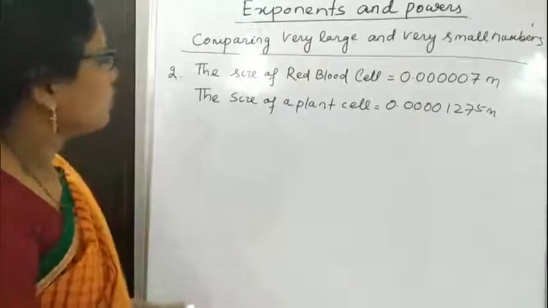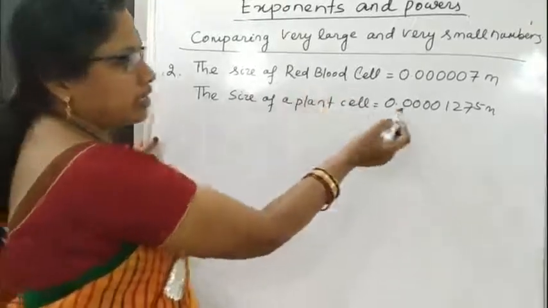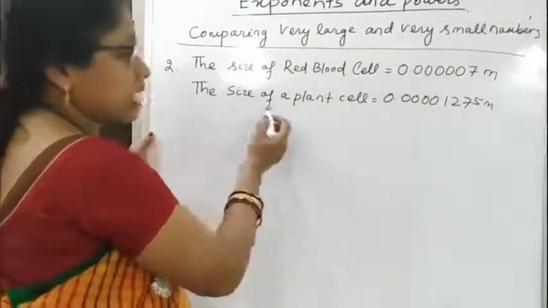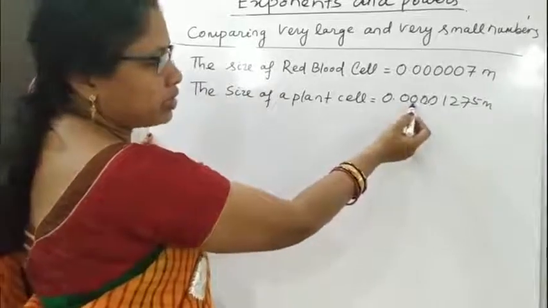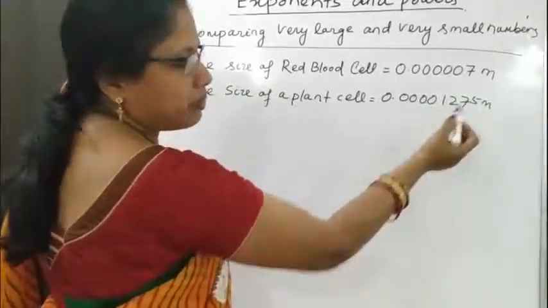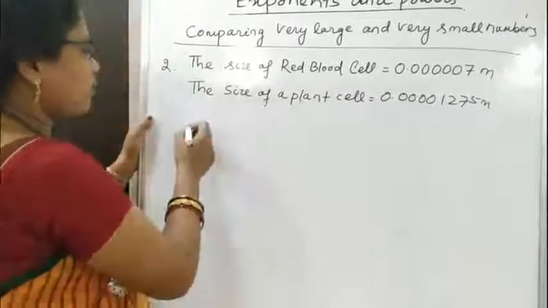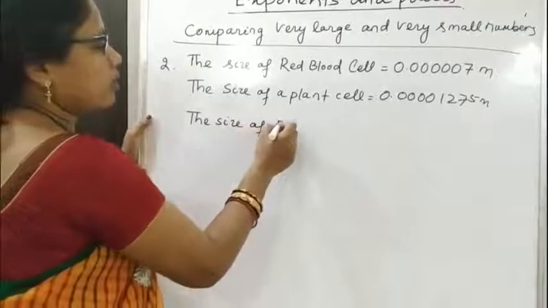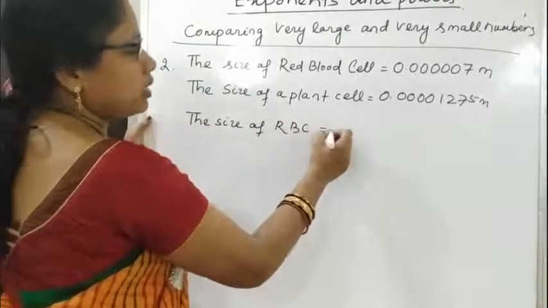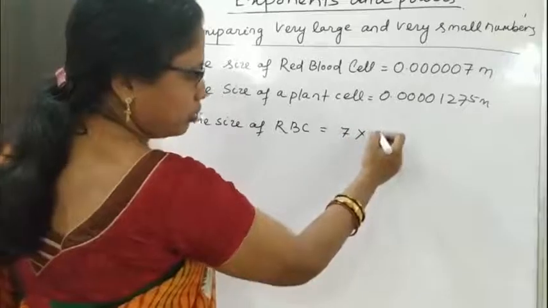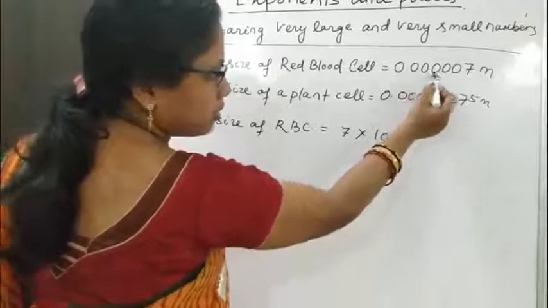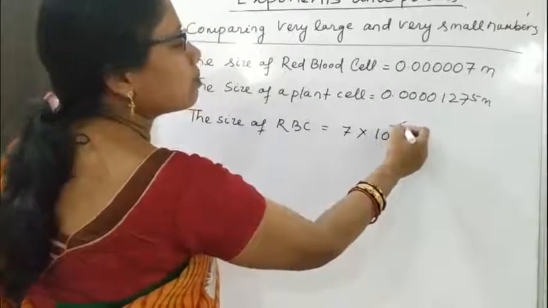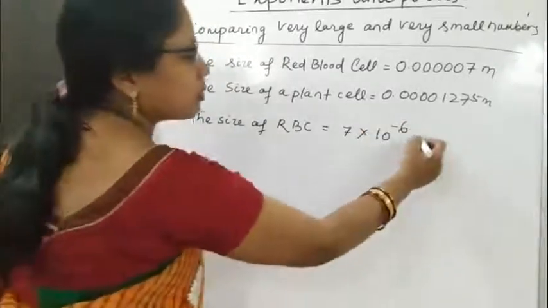Next example, the size of a red blood cell is 0.000007 meter and the size of a plant cell is 0.00001275 meter. So in standard form, the size of RBC, red blood cell, is equal to 7 into 10 to the power minus 6 meter.